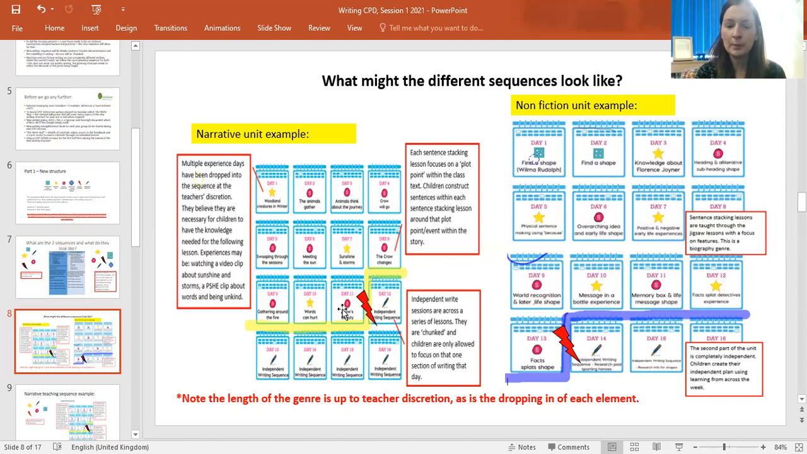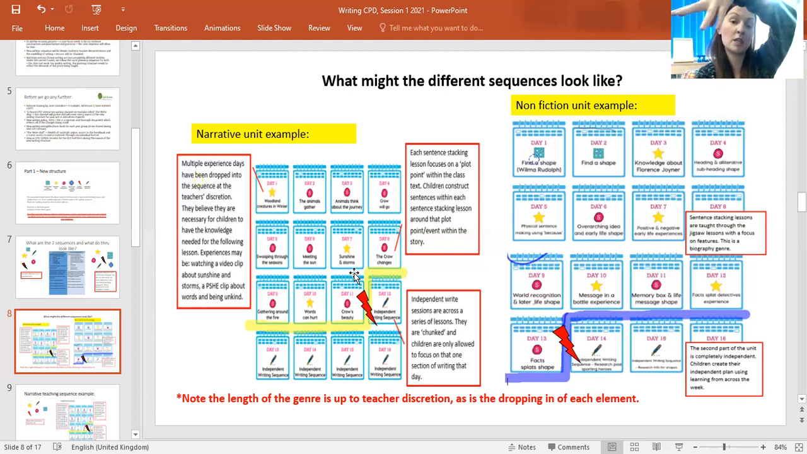You can see in this unit plan here, the teacher's dropped another experience day in for whatever reason. There's no saying that you'd have to follow that order. But what I will say is wherever you drop an experience day in, you need to make sure that your sentence stacking lesson the day after, so your SPAG focus, links directly to that experience. So another way that I could have done it is rather than research wolves generally on that first day as an experience day, I could have researched the appearance. And then the next day they write about the appearance.